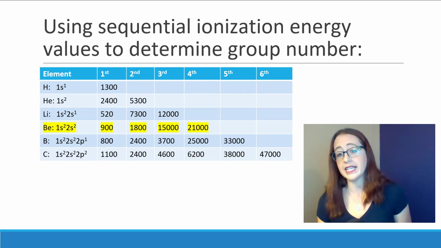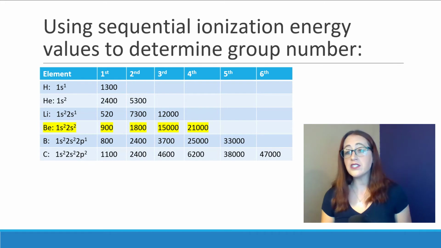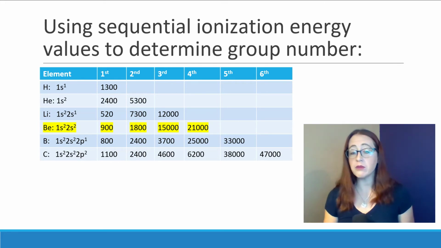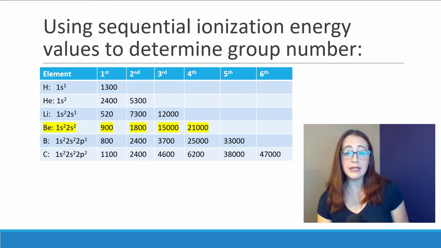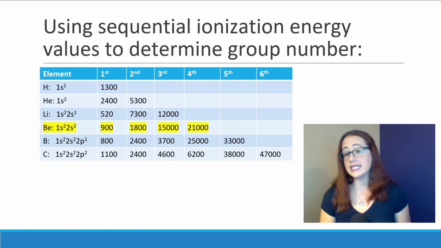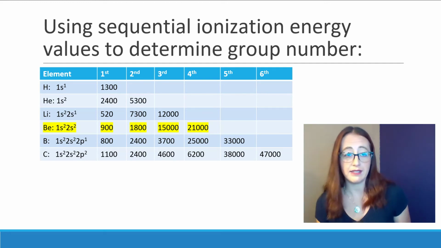Beryllium is in the second group of the periodic table. It has 2 valence electrons. When it loses 2 electrons, it will be in a noble gas configuration, meaning that it will be very stable. So this means that the jump will come after that second electron. So between the second and third ionization energy, you should see this big jump. And in fact, we do, from around 2,000 up to 15,000.